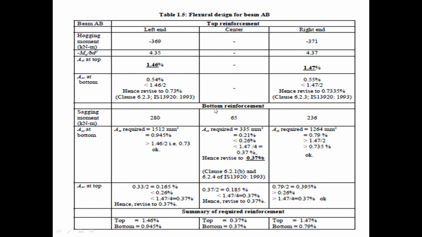This is the summary of the reinforcement calculations given at the top and at the bottom. The hogging moment will be calculated as Mu by bd, AST at top 1.46, 1.47. Based on that we can calculate the ASC at the bottom like this. Then again, for bottom reinforcement the sagging moment is required. At left 280 was the requirement, at center 65, and at right 236. Based on that this calculation will be there. So you can calculate your reinforcement detail by drawing this table, and by this way your calculation becomes more effective and more accurate.